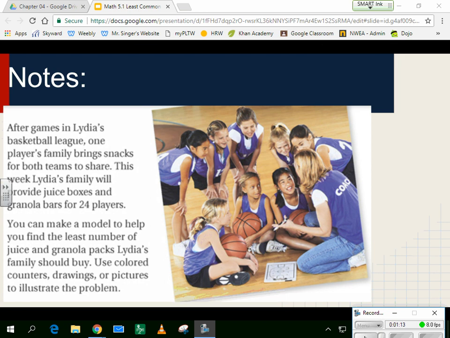All right, so here's a scenario where you're kind of looking for a least common multiple. After games in Linda's basketball league, one player's family brings snacks. This week, Linda's family will provide juice boxes and granola bars. There are 24 players they have to have snacks for. So you can make a model to try to help you find the least number of juice boxes and granola packs that you need to solve this one.